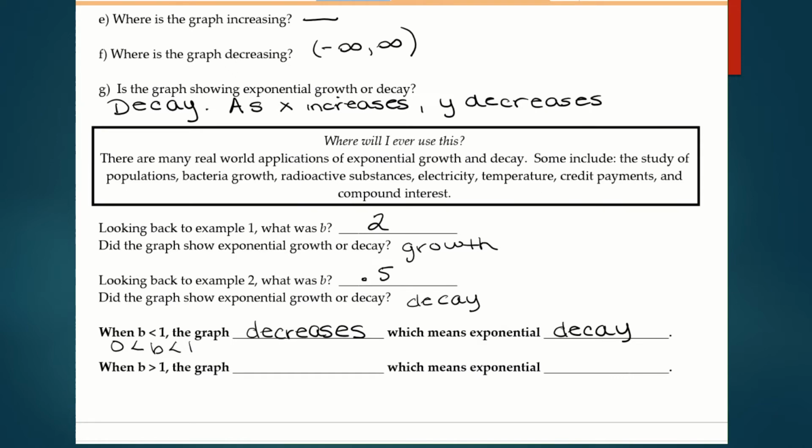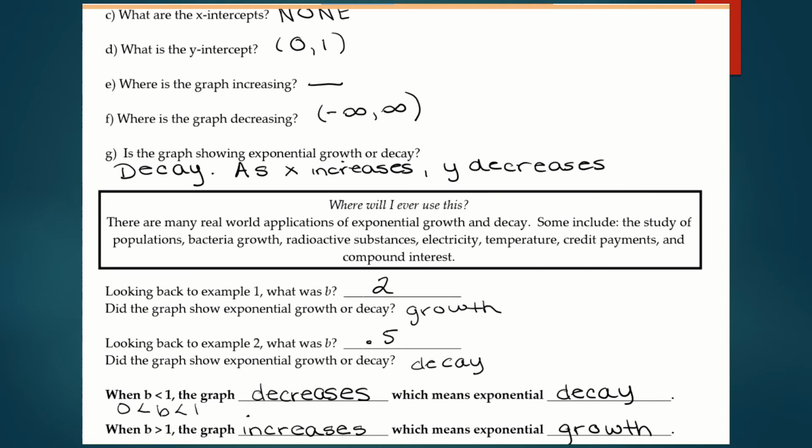When b is greater than 1, like in example 1 from the front of your notes, then we're going to say the graph is increasing, or it increases, and that means it's an exponential growth.